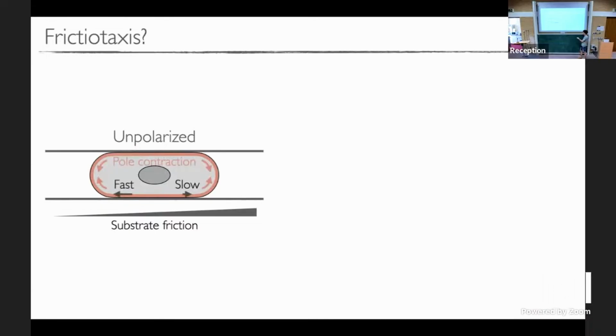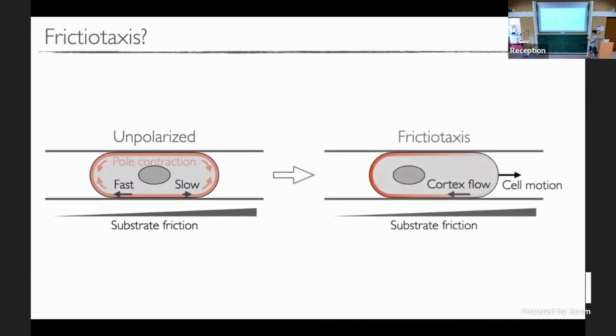And they will pull it faster on this side because there's lower friction than on that side, where there's higher friction. And so because of these asymmetric velocities, what will end up happening is that all the cortical material will end up accumulating on the low friction side of the cell. And this will then power migration toward higher friction. Okay. And so what you end up with is frictiotaxis in this situation, where the presence of a friction gradient has broken symmetry externally instead of spontaneously.